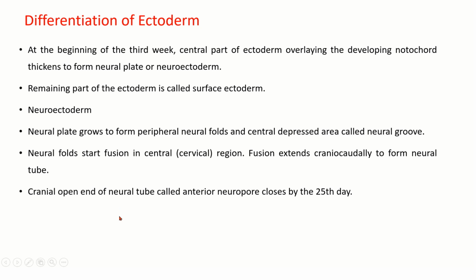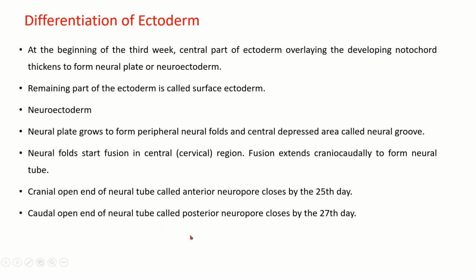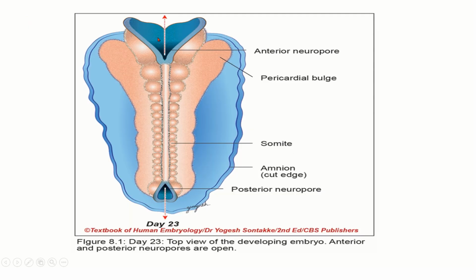The cranial open end of the neural tube, called the anterior neuropore, closes by the 25th day. The caudal open end of the neural tube, called the posterior neuropore, closes by the 27th day. You can see this is the cranial neuropore, this is the caudal neuropore, this is the closure of the neural tube. You can also see the somites here.